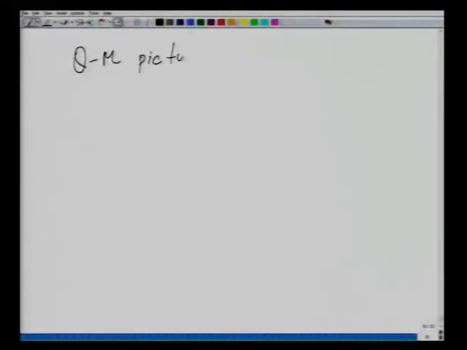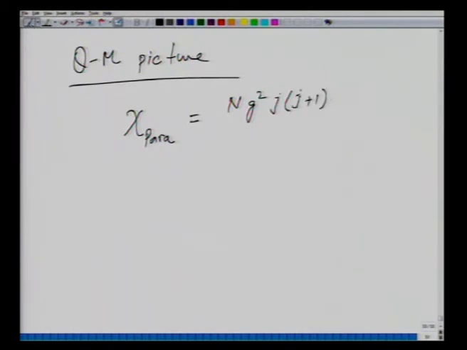If you take a quantum mechanical picture, I am not going to go into details of this quantum mechanical picture, but quantum mechanically this chi para works out to be n g squared, where g is the Landau g factor, multiplied by j into j plus 1 mu B squared divided by kT.